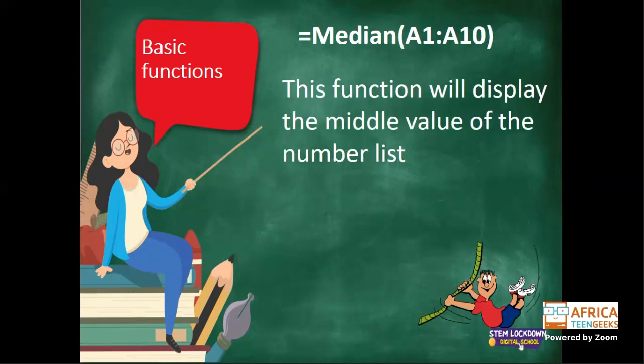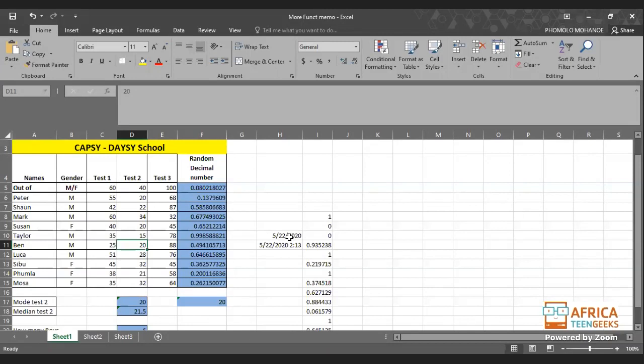Like I said, the median. That's the middle value of the number list. So the one at the middle. From the range, the function will display the middle value of the numbers. The middle one. So we'll have the middle number. Let's check how the function applies in here. There we are. We go back again.